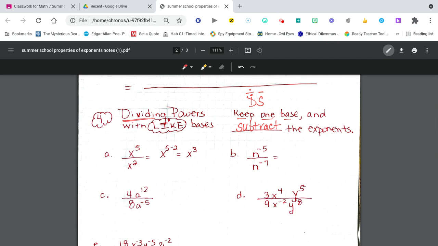So you're going to keep one base. Look at A. I have x to the 5th divided by, that bar means divide, x to the 2nd. Well, you keep one base because you got a base x here and a base x here. I don't need both of those bases. I just need to keep one base, right? One base x, and I'm going to subtract the exponent. Subtract. Make sure you subtract from top to bottom.